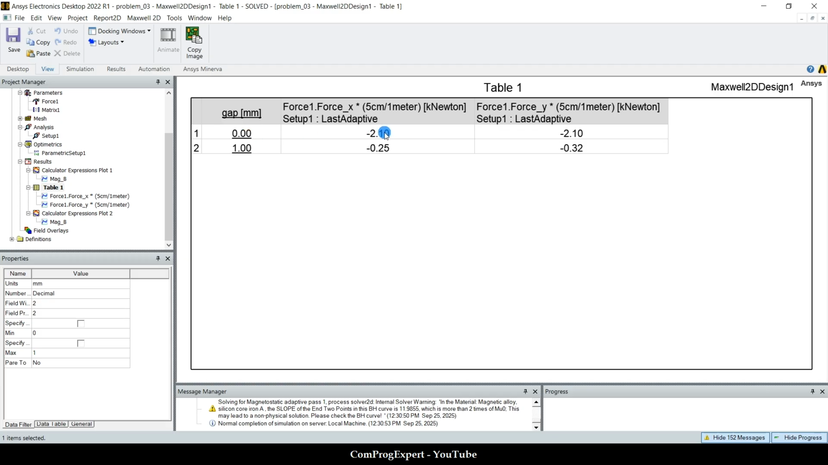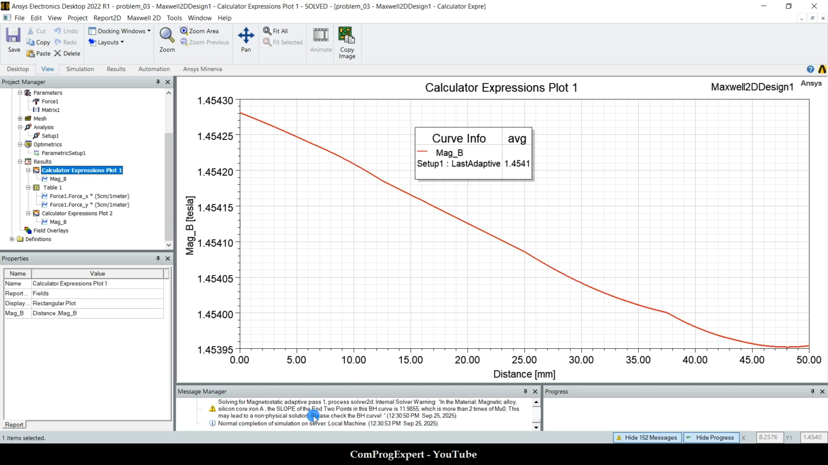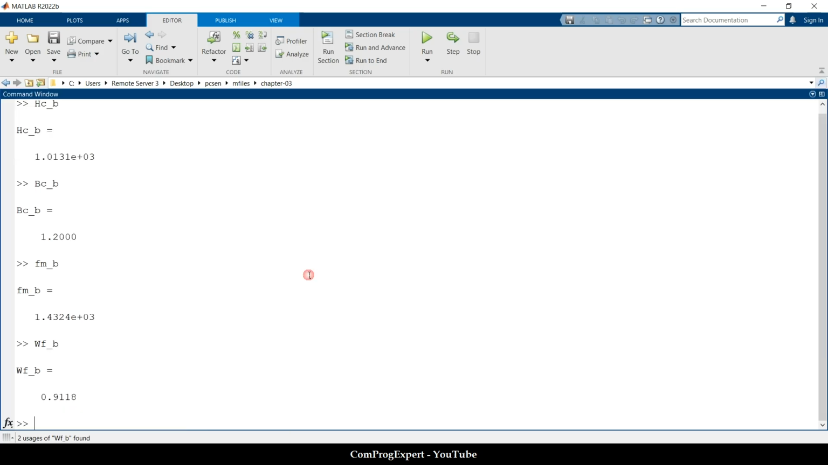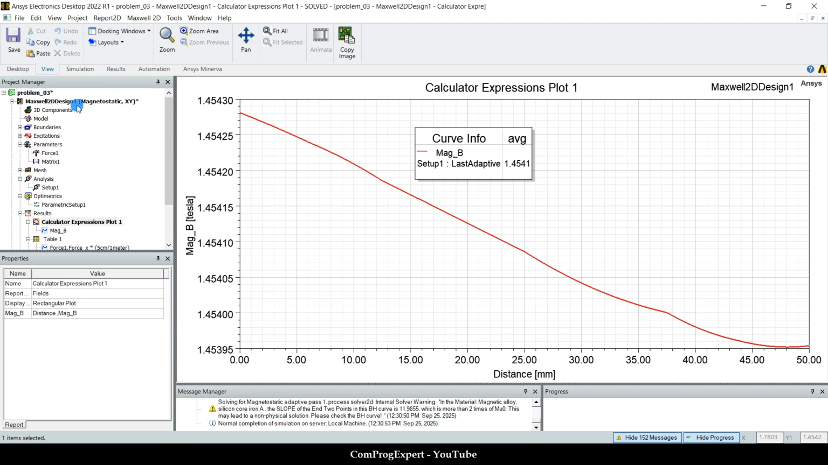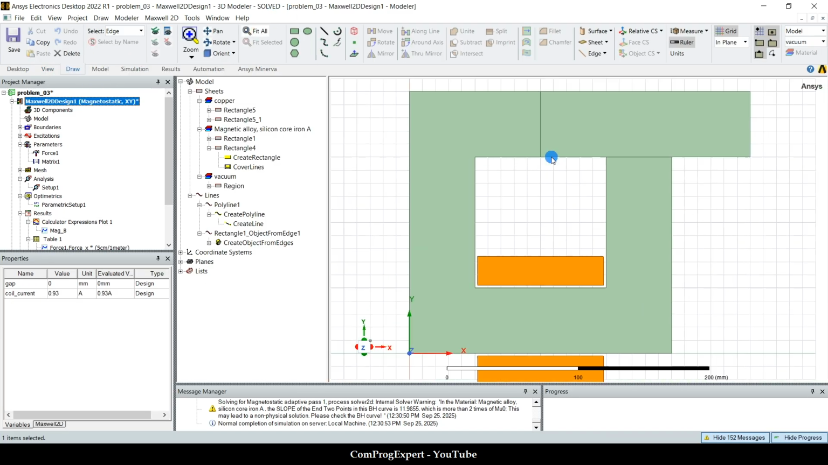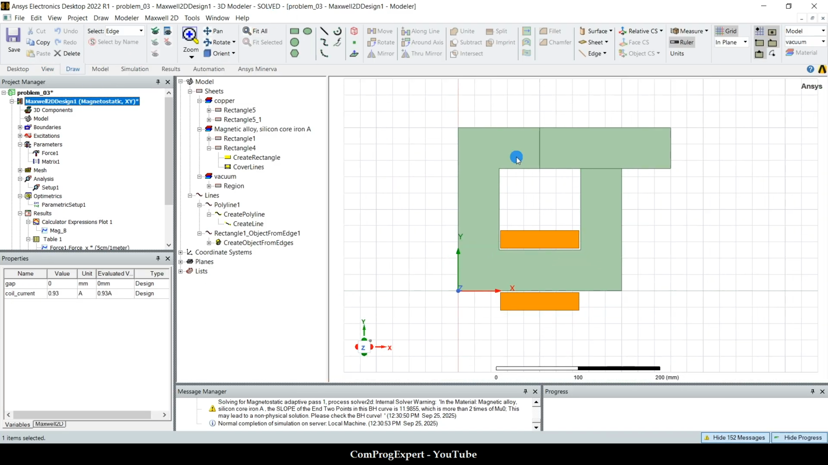Yes, as you can see, the value of the force for the x and y directions are the same, minus 2.1 kilonewton. Let's check, 1.45 Tesla. I am going to use the same equation here, 1.45, 2.1 kilonewton. Okay, perfect.